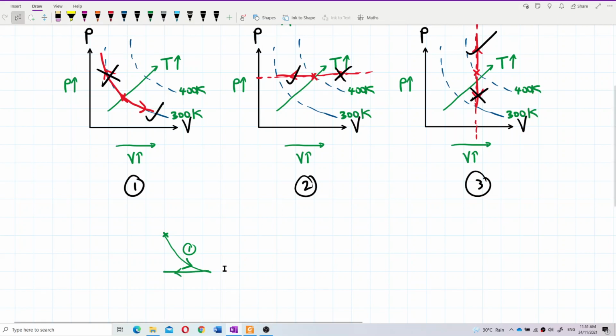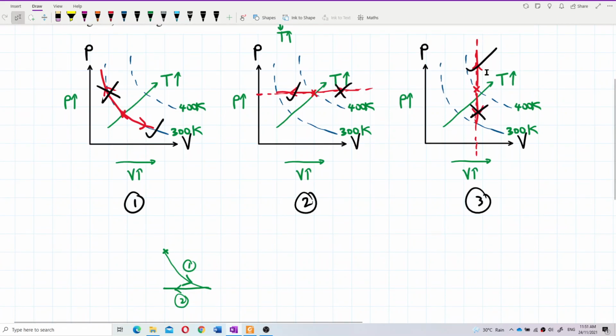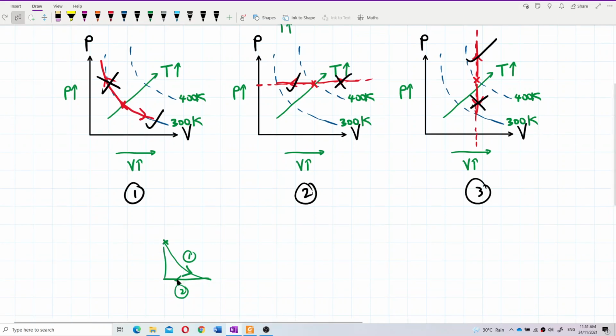Does it go back to the same volume? I'm not so sure, maybe just a sketch only. That is the second process, and then in the third process the graph goes up. I think it goes back to the original condition, the original pressure and original volume. So this is the third process: go down, go to the left, go up. I think the graph should be like this.